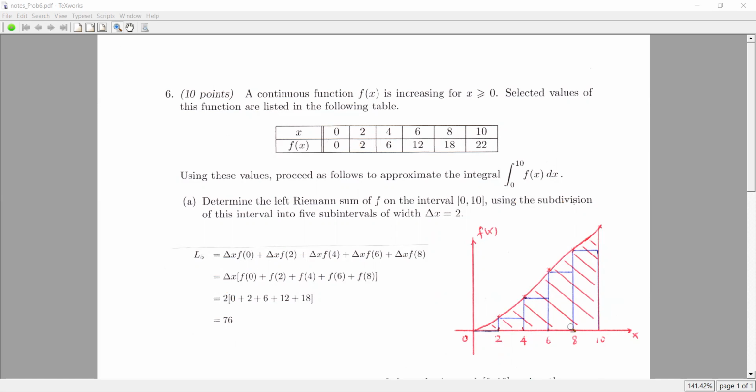From this diagram, the sum of the areas of the 5 rectangles is clearly less than the exact area of the shaded region. So 76 is an underestimate of this integral.